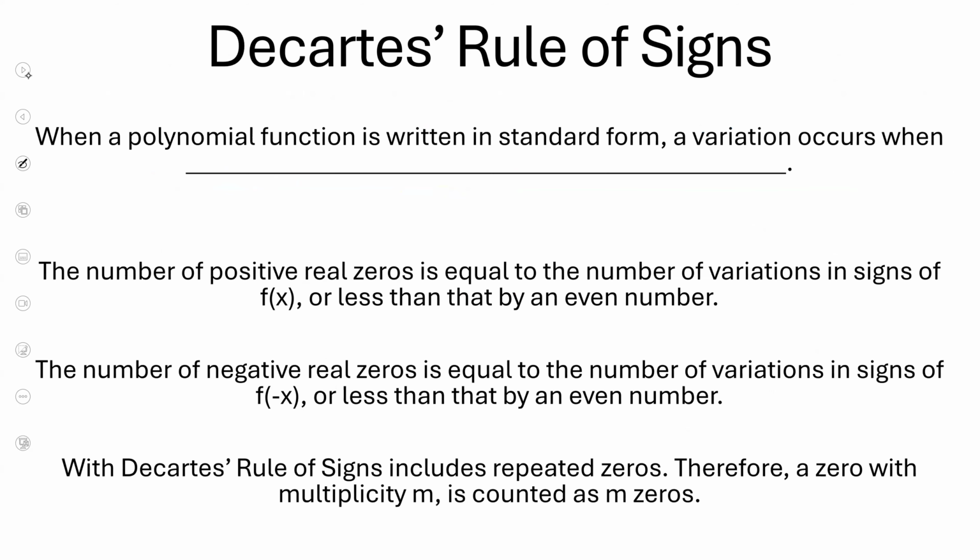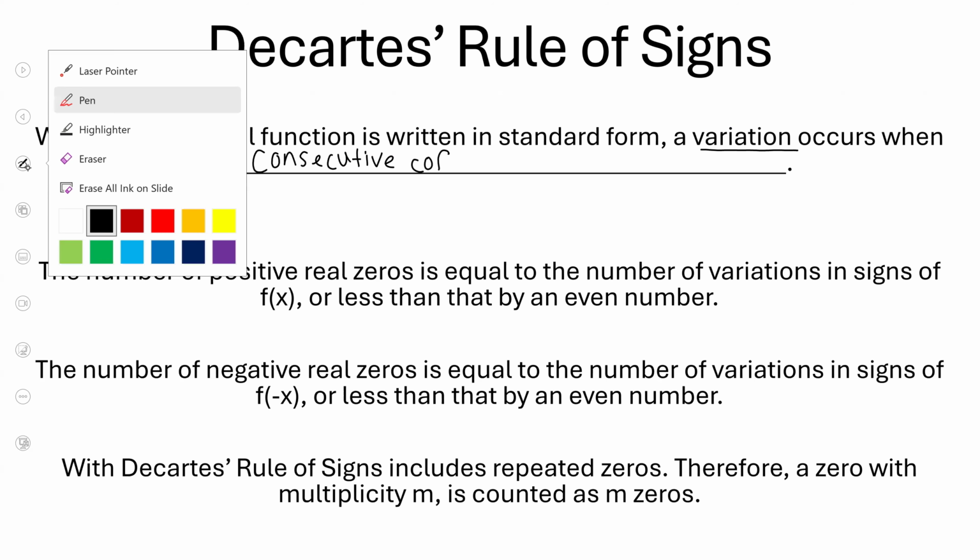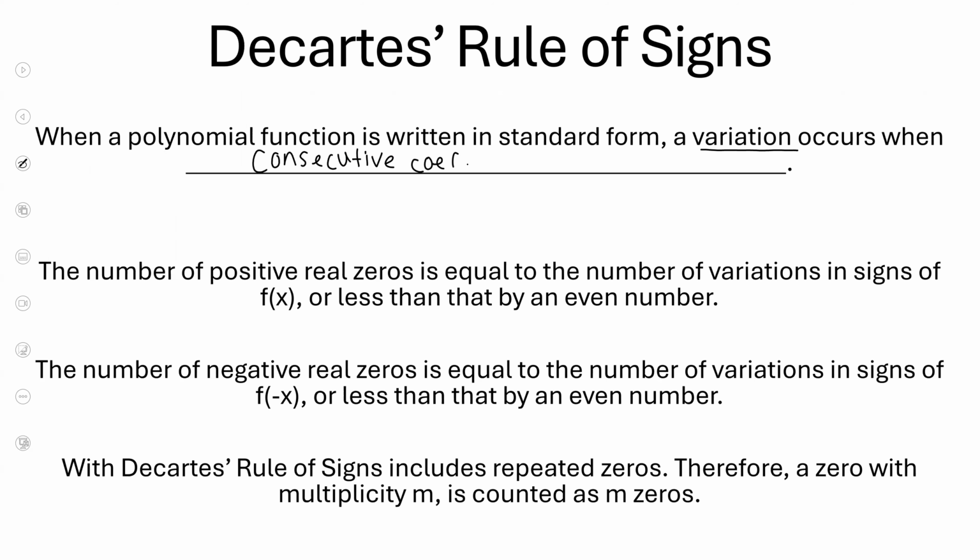Okay, now let's move to the Descartes Rule of Signs. When a polynomial function is written in standard form, a variation occurs when the consecutive coefficients, consecutive means it's in order, one following the next, have opposite signs.